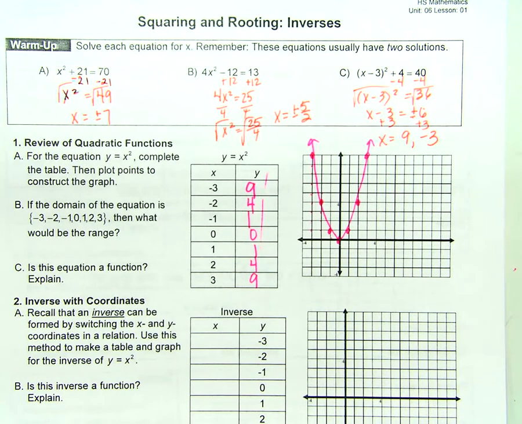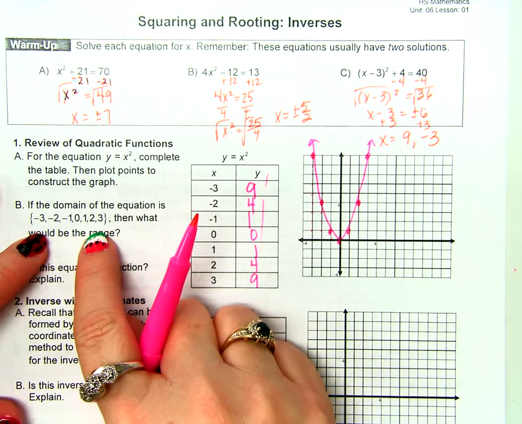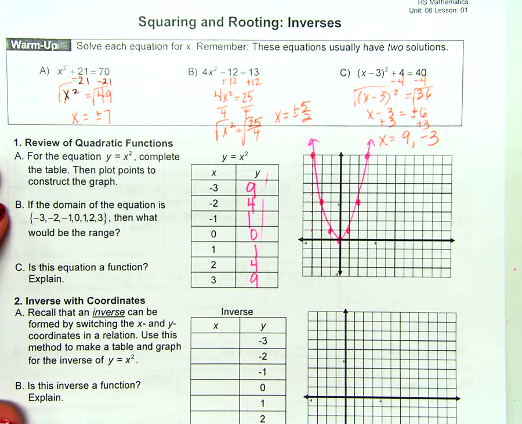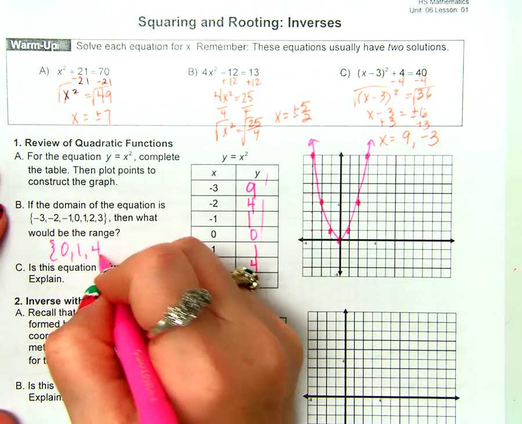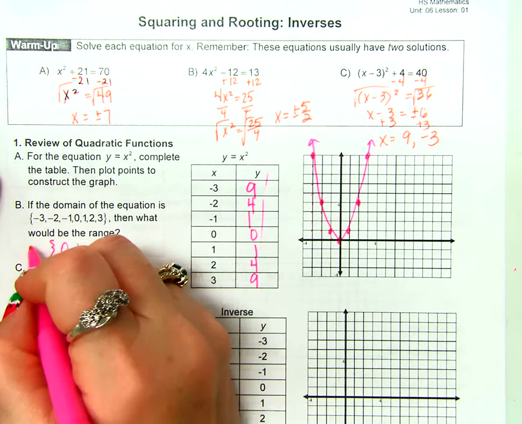Is that what yours look like? If the domain of the equation is negative 3, negative 2, negative 1, 0, 1, 2, and 3, then what is the range? Zero, 1, 4, 9. Why is it 0, 1, 4, 9? First of all, it's least to greatest. Second of all, I don't repeat stuff that's repeated, right?